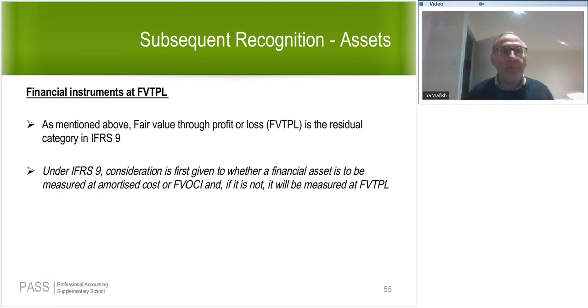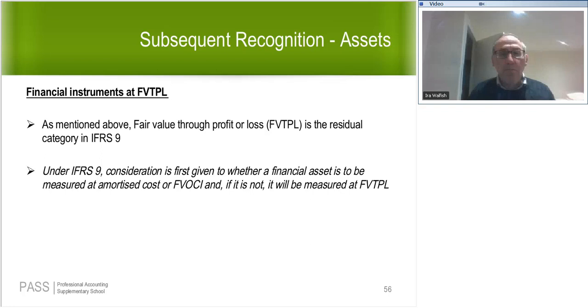Now let's take a look at the FVTPL category. I mentioned before that this category is a residual category. It's the default category. If it doesn't fall into another category, we use this as a default. And that's an important point to understand under IFRS 9. We first try to figure out whether a financial asset should be measured at amortized cost or FVOCI, and if it's not, then the default would be FVTPL.